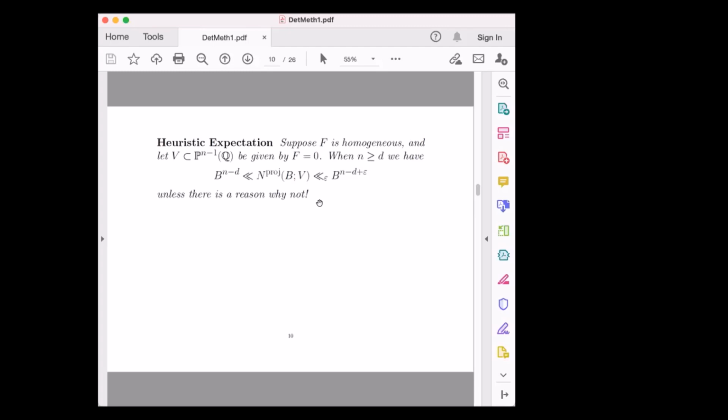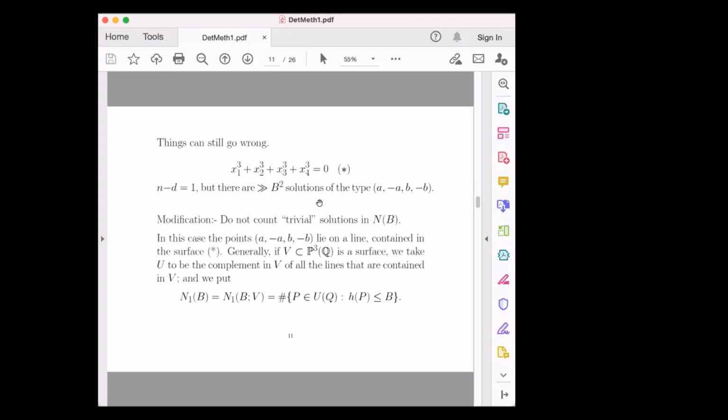So that's what we hope to be true. But things can still go wrong. Here's yet another example. So here we're going to take a 4-variable equation, degree 3. So this is defining a cubic projective surface. So n here is 4. The degree d is 3. So n minus d equals 1. So we would have expected something like b to the first power for the number of solutions.